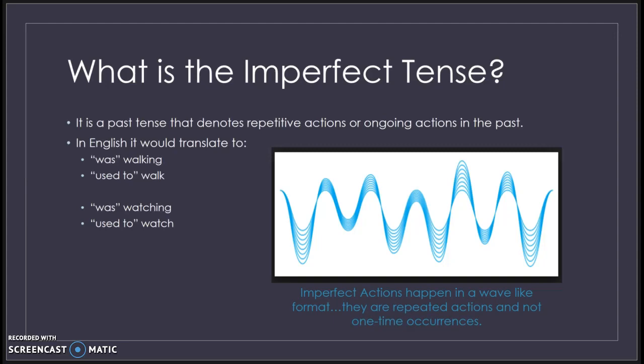So the imperfect would also be used in a situation like "they were watching TV," "he was watching TV," or "they used to watch Seinfeld." Something that was either ongoing, repetitive, or happened many times in the past.